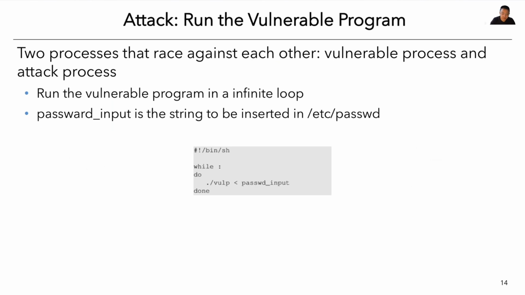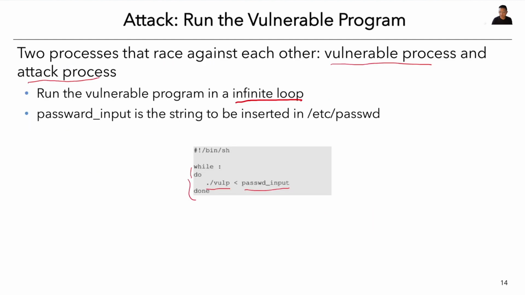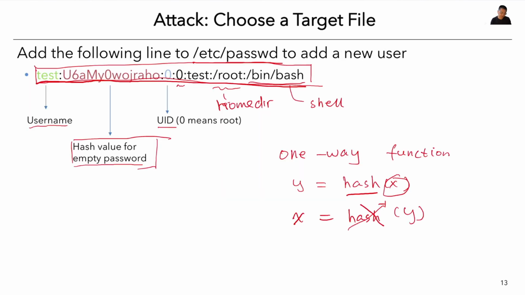Now we can run the vulnerable program. We have two processes: the attack process and the vulnerable process. We can run the vulnerable process in an infinite loop. Here is such a loop, in a bash shell. We have a while loop, and we execute the vulnerable program and redirect the password input. The password input will be the content here, the content in the password input file. If we succeed, we can append this user into the password database.